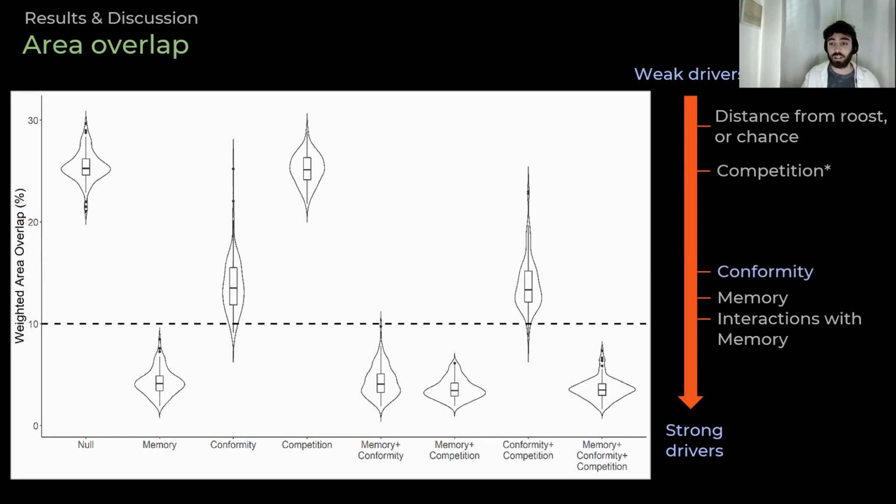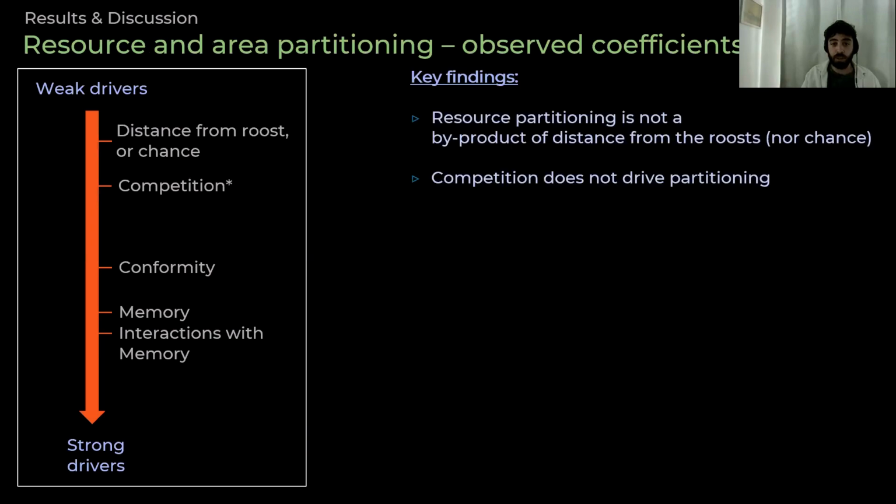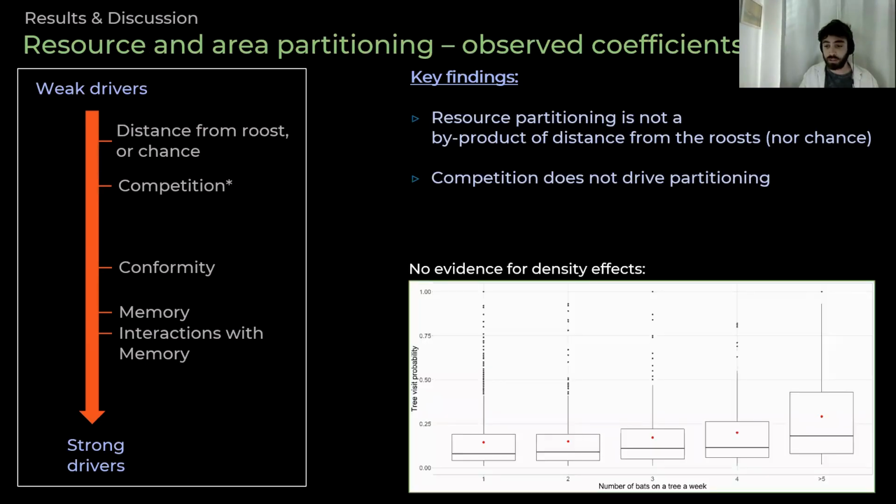Okay, so what all of this really means. Basically, we saw that resource partitioning is not a byproduct of distance from the roost, because the null model was very far off from the observed. We also saw that competition is not a great contributor to partitioning, although it is theorized to be the main mechanism. And we also didn't find any evidence for competition when we actually looked at the data.